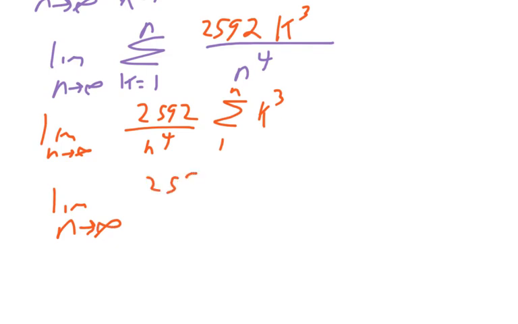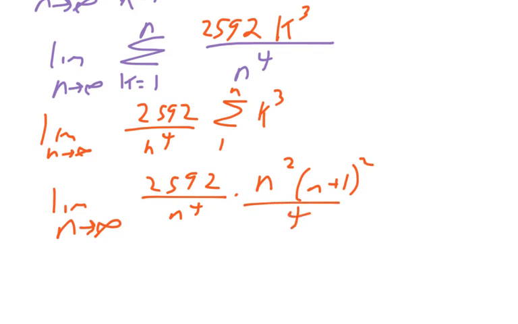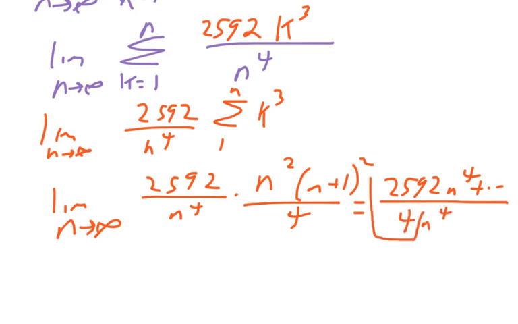Now, k to the third power in a summation is the same thing that I had on the last problem, which is n squared times n plus 1 squared over 4. If I were to multiply this out, the top would be 2592 n to the fourth plus other things divided by 4n to the fourth. Since we're doing the limit at infinity, I'm just going to do 2592 divided by 4, which is 648, which is my answer.